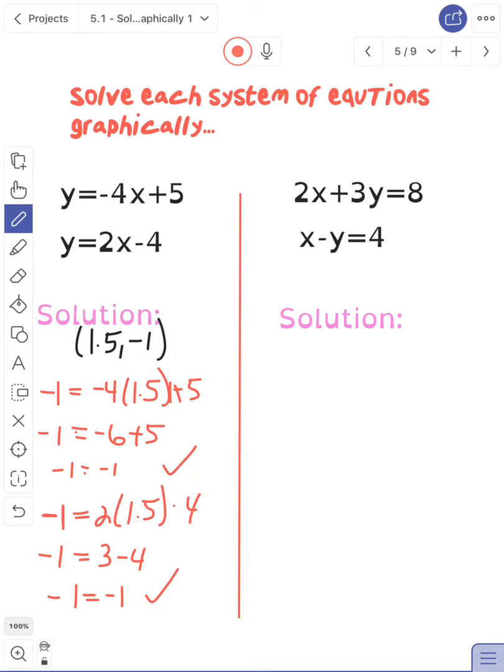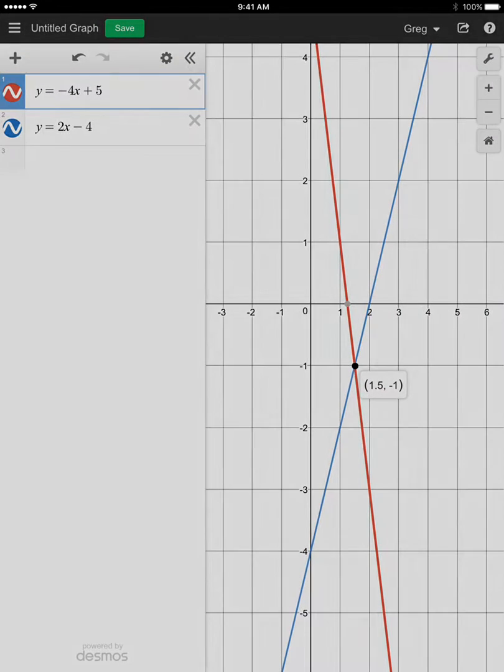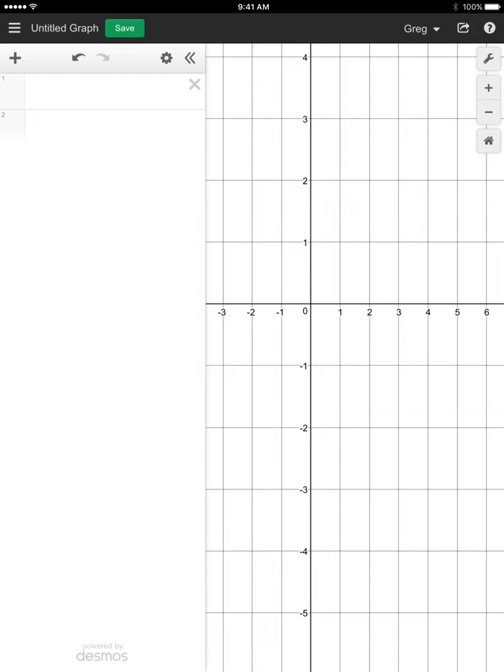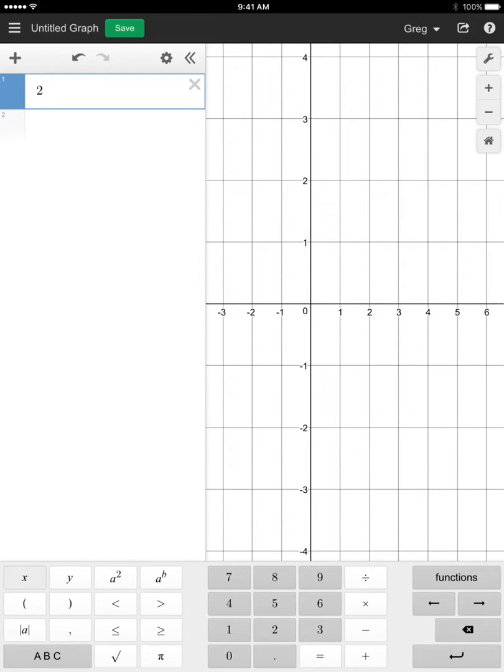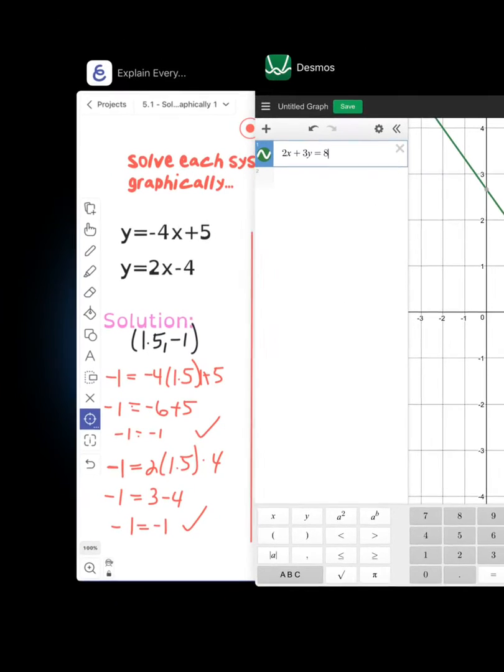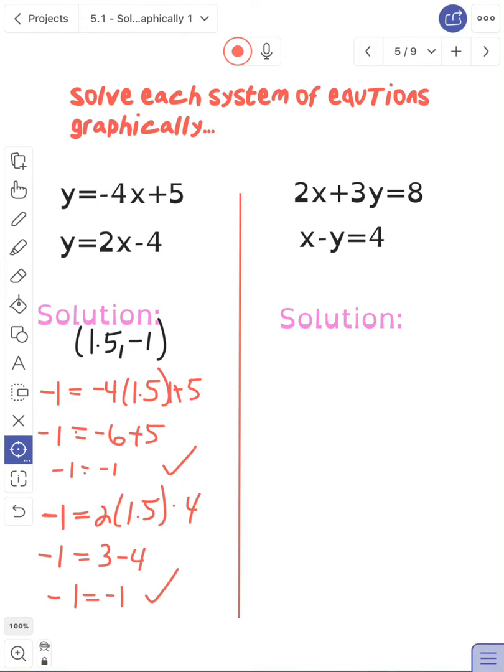Let's do another example on the other side. Let's see where these two lines touch. What is the solution to this system of two linear equations? So again, we're just going to use a graph for this one. So 2x plus 3y is equal to 8. So we'll graph that one first. And then the second equation in our system was x minus y equals 4.